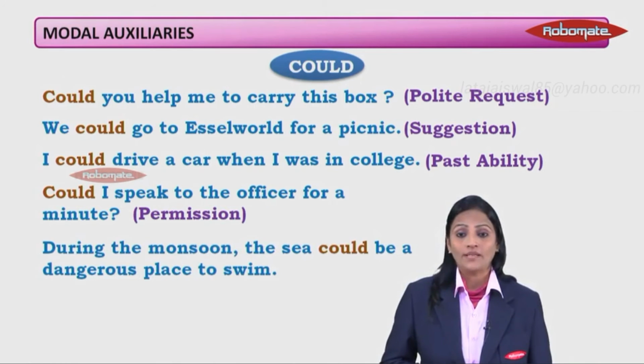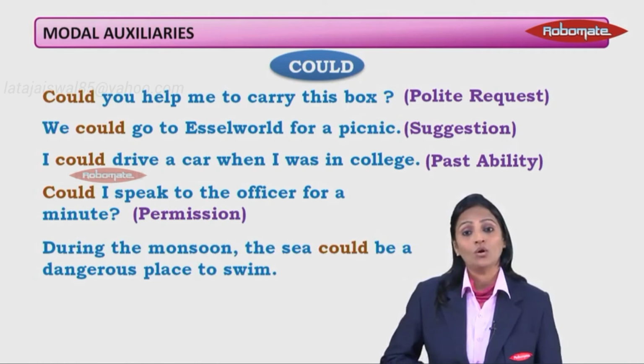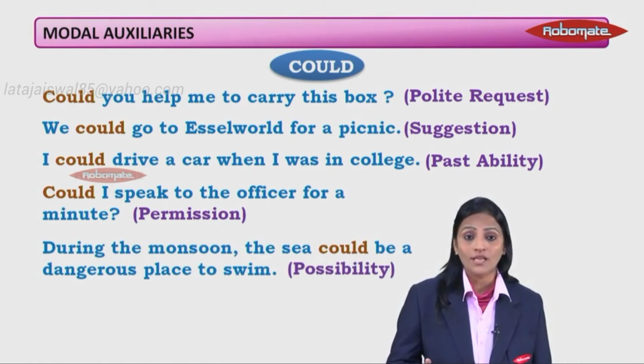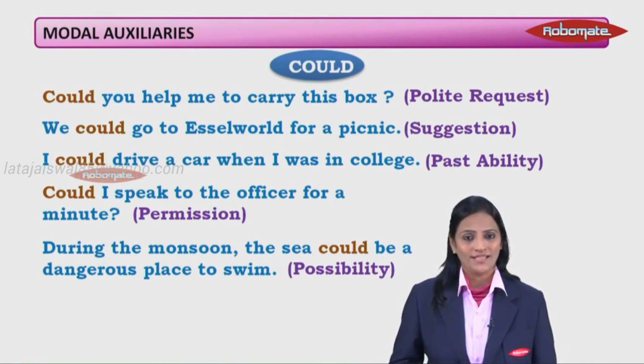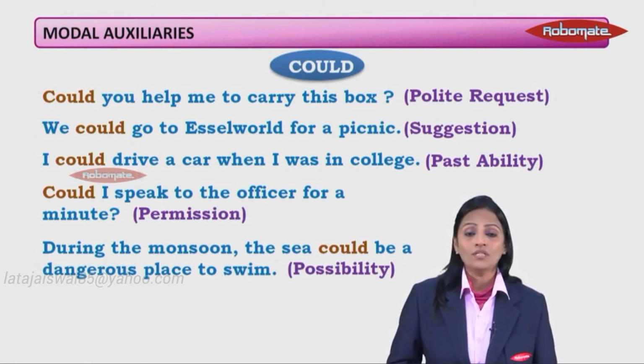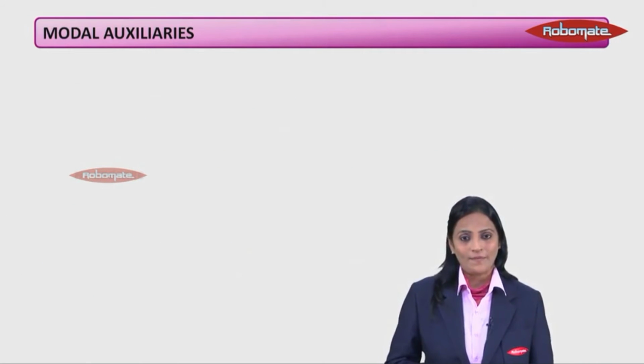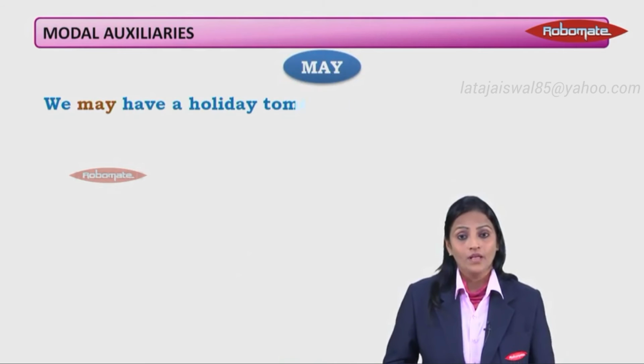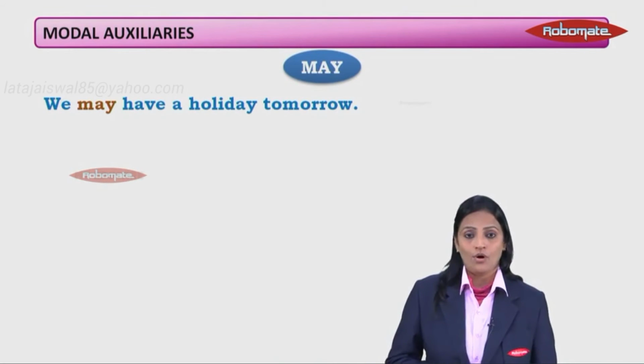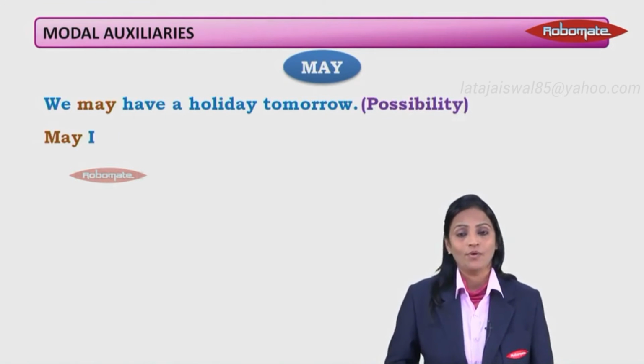So next one here, during the monsoon, the sea could be a dangerous place. So one more, see, we have another one, possibility. So here could stands for possibility. Now let's go on to may. We may have a holiday tomorrow. As we've seen earlier, it shows possibility.